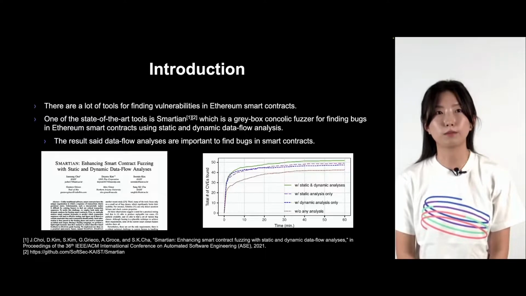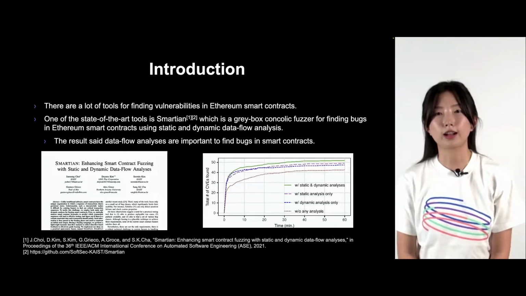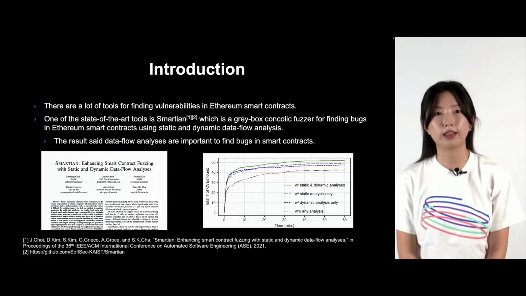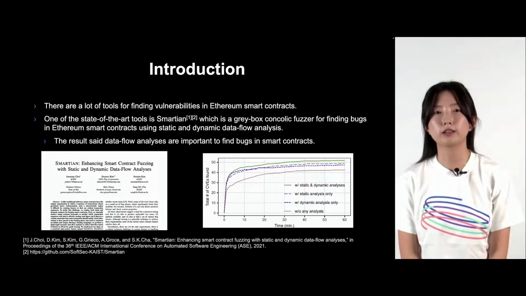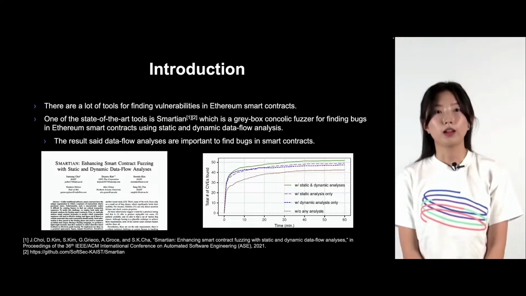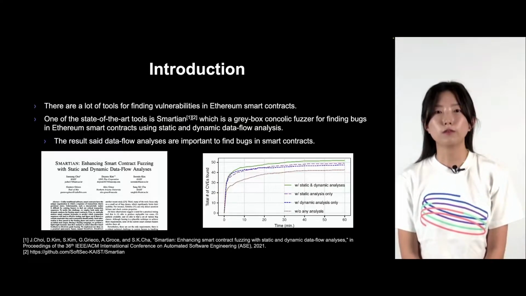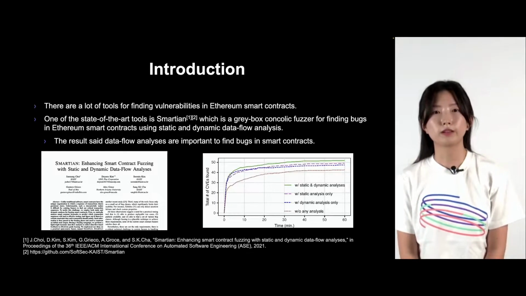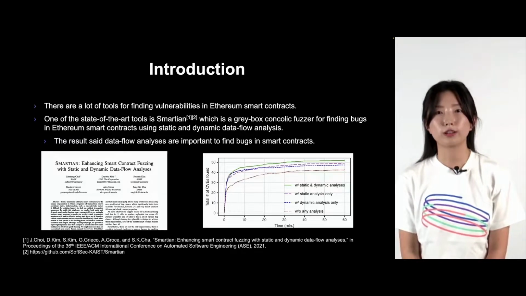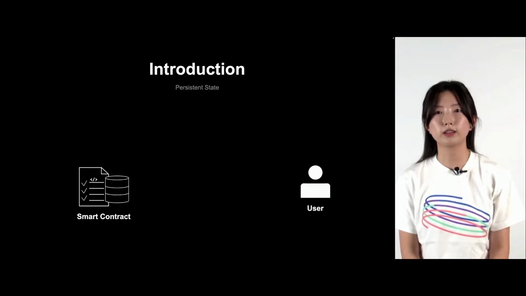Automatically detecting bugs within smart contracts is a very hot topic among researchers. One piece of research is Smartian, a tool I presented on at the last dev day. Smartian uses dynamic and static analysis to find bugs in Ethereum smart contracts. It is a gray box concolic fuzzer, and through this paper we have identified that using data flow is very efficient in identifying bugs in smart contracts.